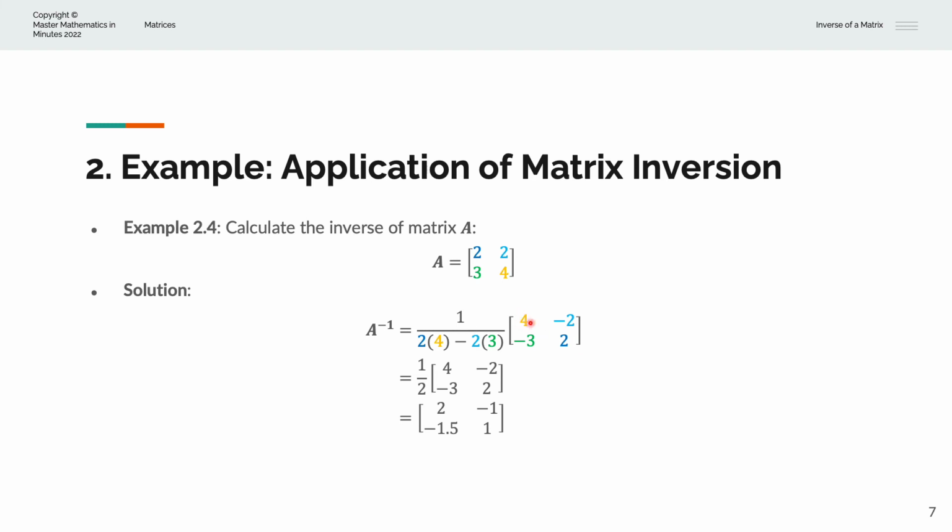So we have 4 as the first entry and 2 as the final entry. And step 3 is where we take the minus of B and C. So 2 becomes minus 2, 3 becomes minus 3. And the determinant is 2, so we have 1 over 2. We'll copy the same matrix down. And we can simplify this by bringing the 1 over 2 inside the matrix. And that gives us 2, minus 1, minus 1.5, and 1 as the entries of the inverse of matrix A.